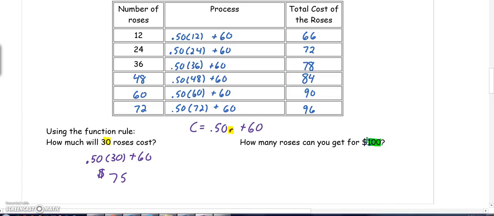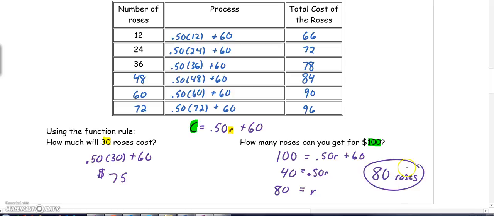How many roses can you get for $100? So I'm going to put 100 in for C. So 100 equals 0.5R plus 60. I can subtract 60 from both sides. So 40 equals 0.50R. When I divide by 0.50, I get R is 80. So for $100, we can get 80 roses.